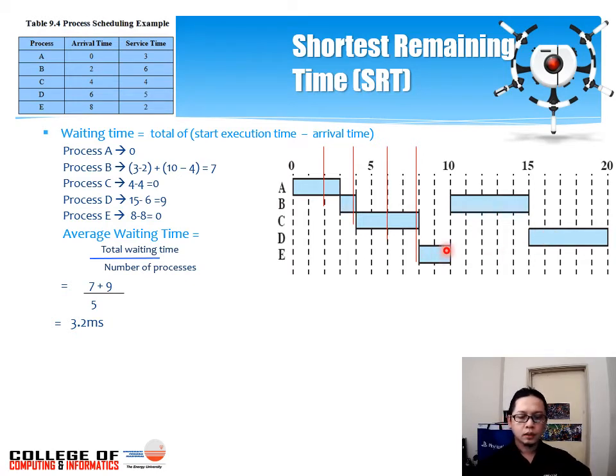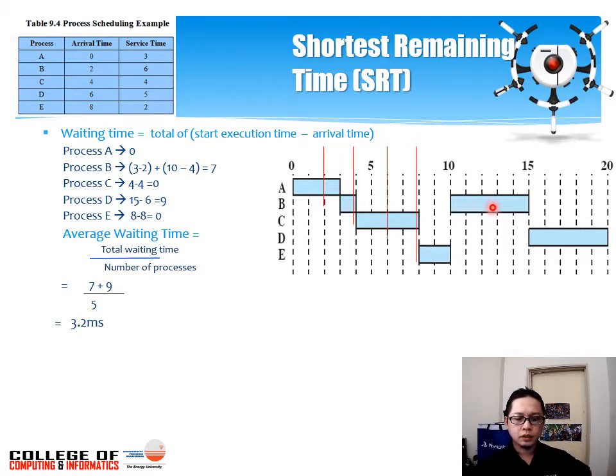And then again, we remain with B and D. So between B and D, both have the same remaining time up to this point. B has 5, D has 5. Okay, so at this point, because B arrived first, B gets to execute first one slice. So after one slice of execution, we compare between B and D again. So of course, after one execution, now D remains 5, while B now remains 4. Of course, B is the shortest, so B gets to execute again.